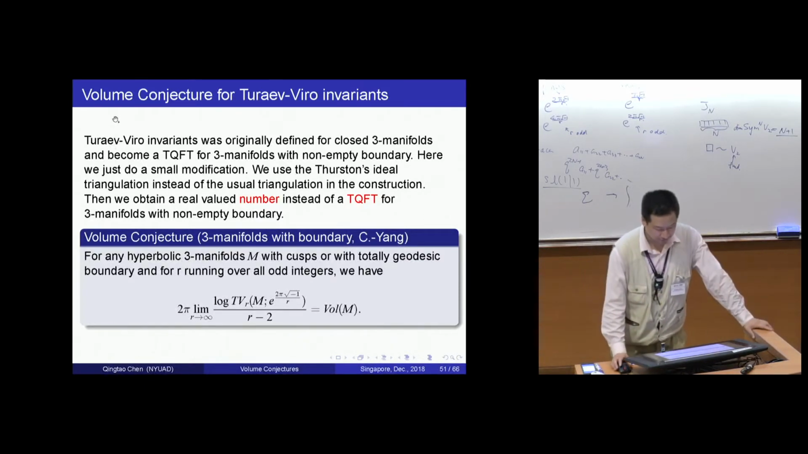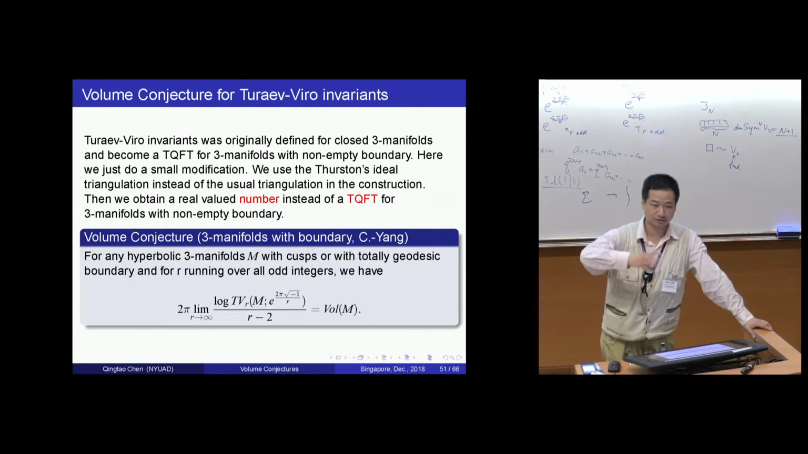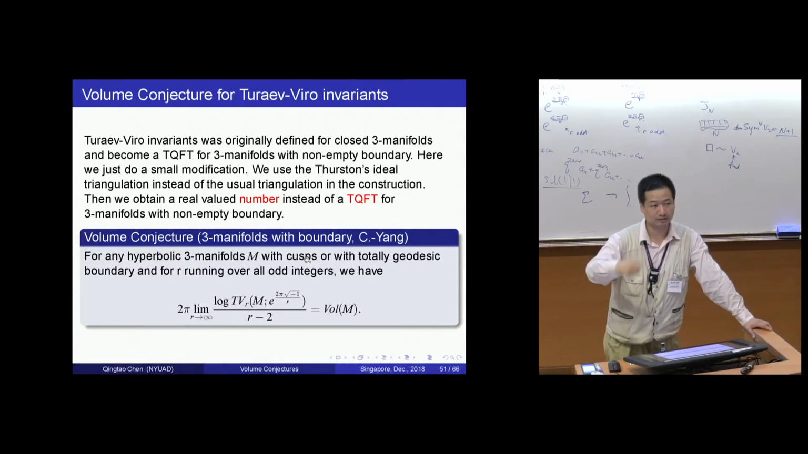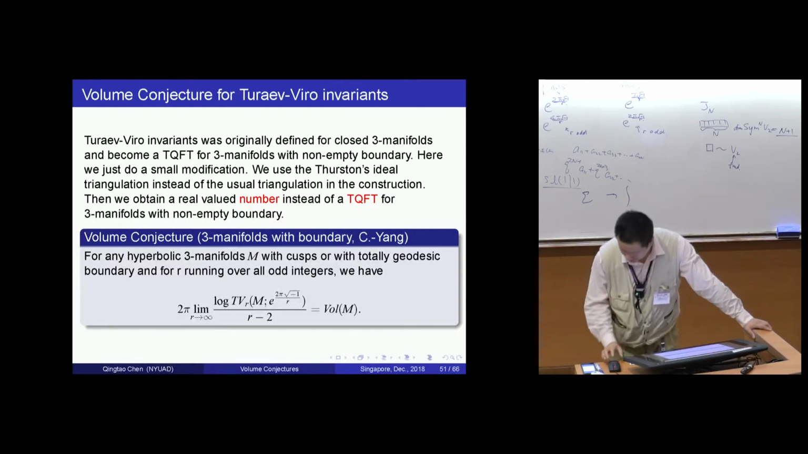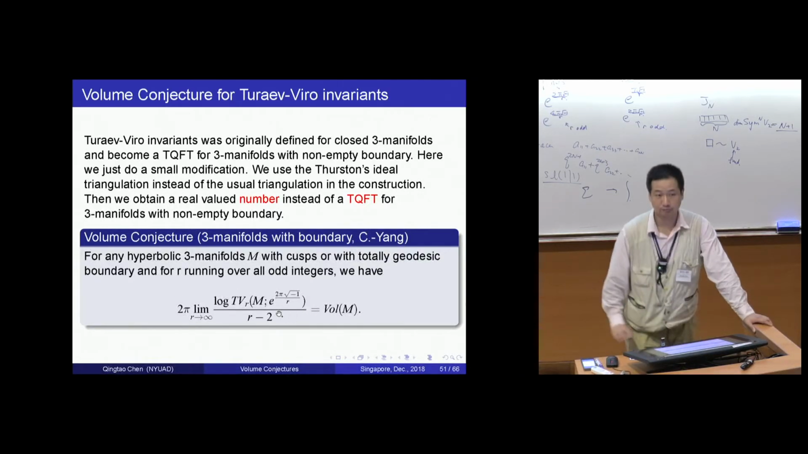Then we obtain a real valued number instead of a TQFT, for manifolds with non-empty boundary, like a cusped manifold and a totally geodesic boundary. Totally geodesic boundary means the boundary can be a high genus surface, like genus 2, genus 3. And for cusped manifolds, the boundary can be a torus boundary or a Klein bottle boundary. So for any hyperbolic 3-manifold with cusped or totally geodesic boundary, running over all the numbers, we have such a volume conjecture.